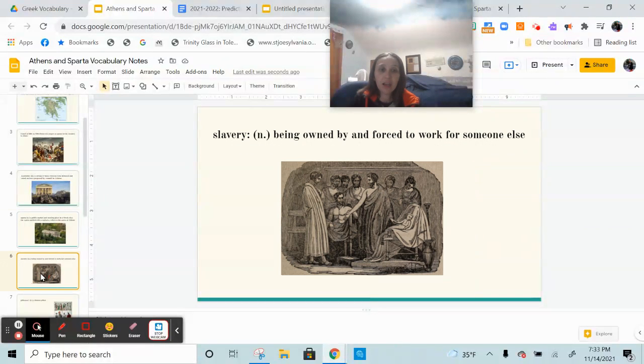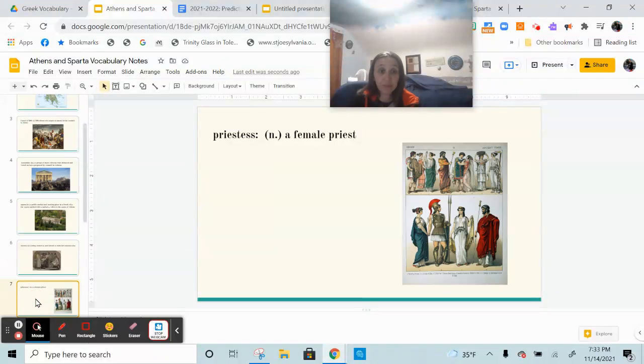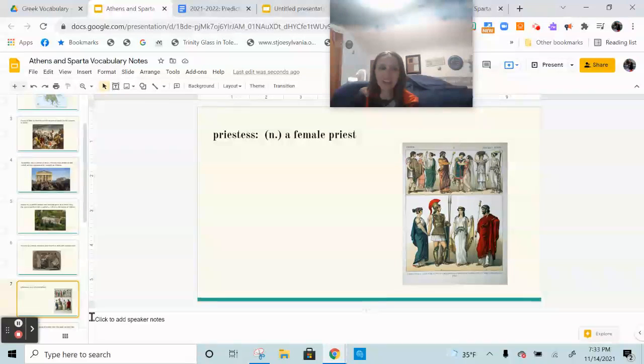So, slavery. Slavery is a noun. It's being owned by and forced to work for someone else. Priestess is a female priest. And if you remember, when we talked about oracles in the previous section, we said that the ancient Greeks went to a priestess or priest to be able to talk to the gods. They were kind of like the go-between.